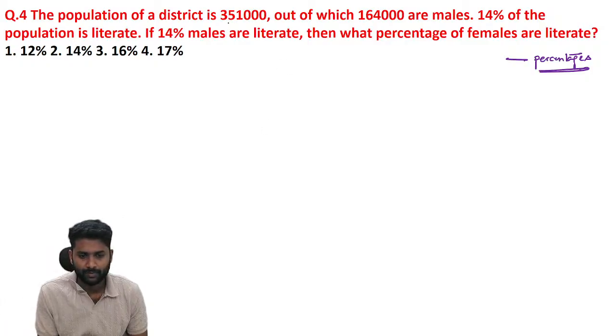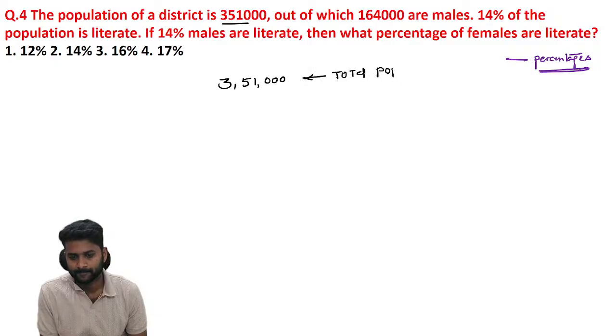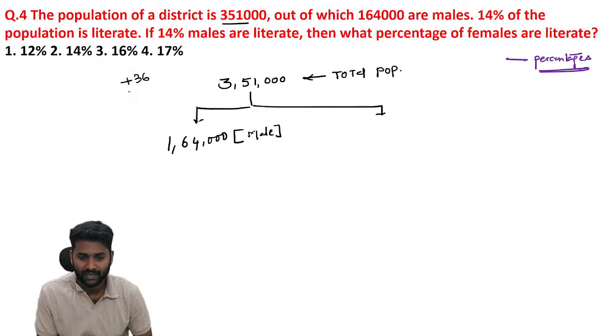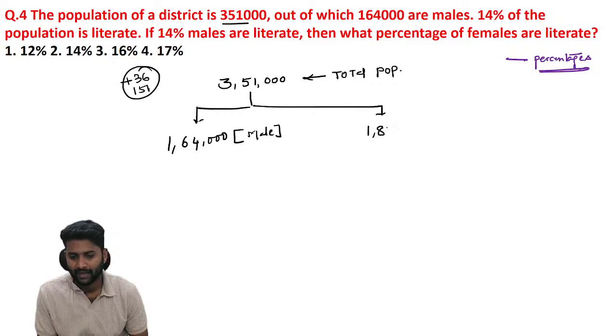Now here the information: the population of the district is 3,51,000. So this is the total population. Now, out of 3,51,000, 1,64,000 people are males. So definitely, what is the remaining value? To 164 we have to add 36 units, it becomes 200. Again, we have 151 units extra. So 1,87,000 are females.